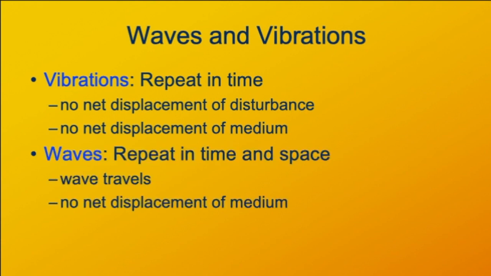In a wave, there's a repeat in time, but a progression through space. So the wave actually travels. The wave, the disturbance, goes somewhere. However, like a vibration, the medium itself doesn't travel anywhere. The ocean still stays in the same place as the waves move across it.